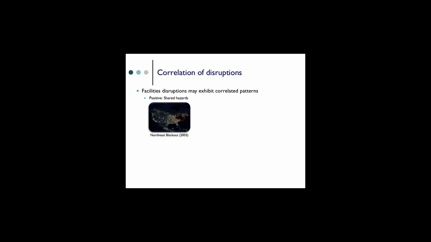Consider a facility system. This is a power outage. Then the facilities in this region are subject to simultaneous disruptions, and they have a positive correlation with each other. That means if one facility is disrupted, the probability for another facility to be disrupted will be relatively high.